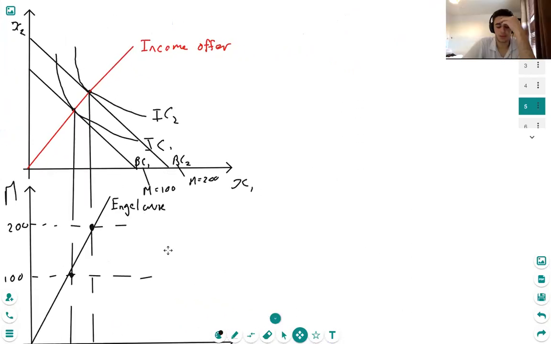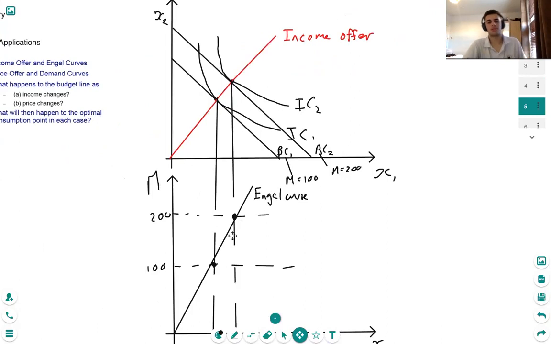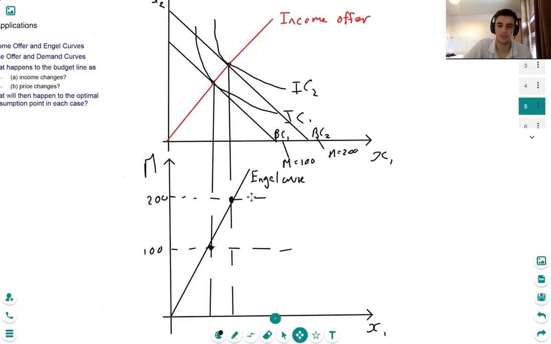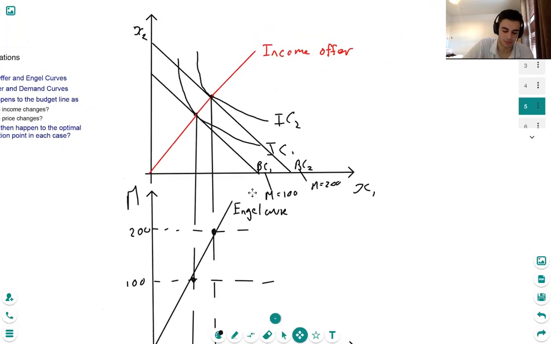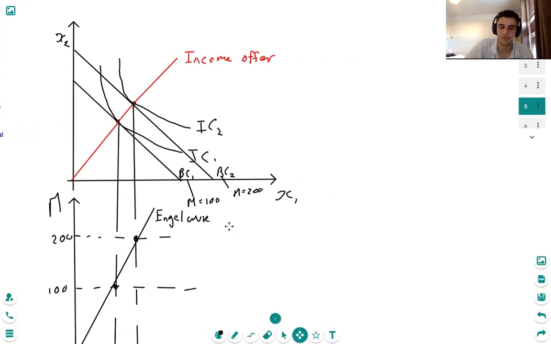For the price offer, sorry. In words, so obviously graphically it's quite clear, in words, how would you define the income offer? So the income offer connects the optimization points related to changes in income rather than changes in price. And then graphically, it's just literally a straight line through the different tangency points of different budget lines where money incomes change.